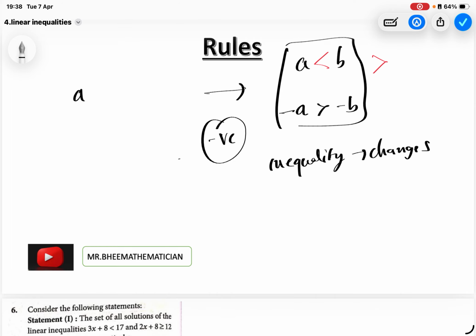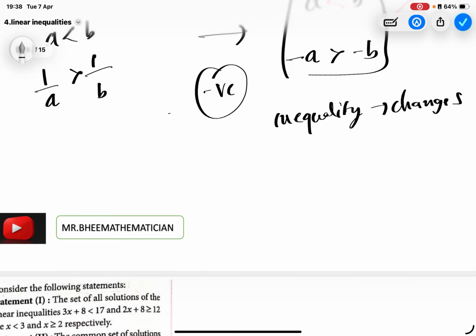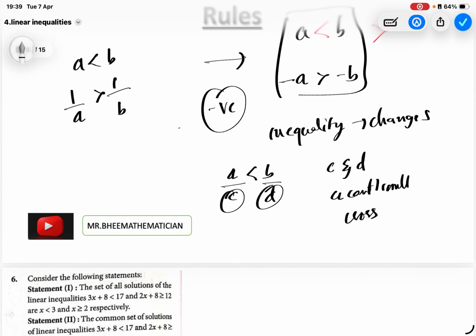Second rule: if a is less than b, when you take the reciprocal of them, it will be reversed, 1 by a is greater than 1 by b. Or if you multiply a negative number to an inequality, again it will change. Whenever you cross multiply a is less than b, or c or d, without knowing the values of c and d, you can't multiply. If it is positive, we can multiply on both sides. If it is negative or positive, we don't know, then we can't multiply by d and c on both sides.